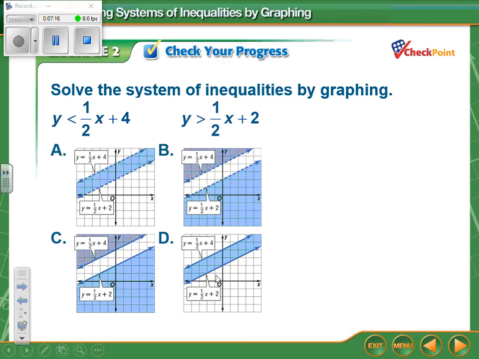so to figure out which one is the correct answer, the difference is these are dotted lines and these are solid lines. So don't miss the fact that these are strictly greater than, strictly less than, and should be dotted lines.